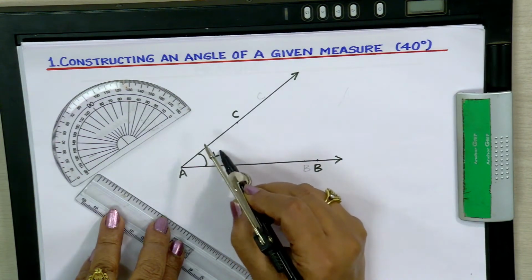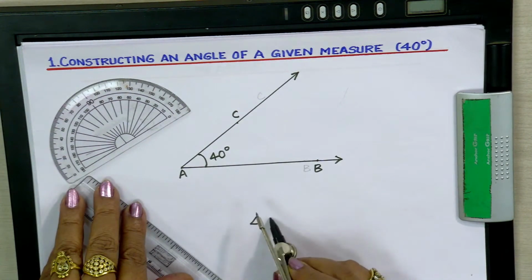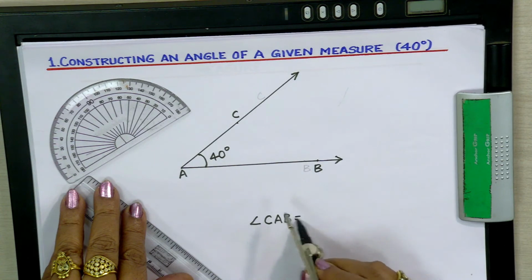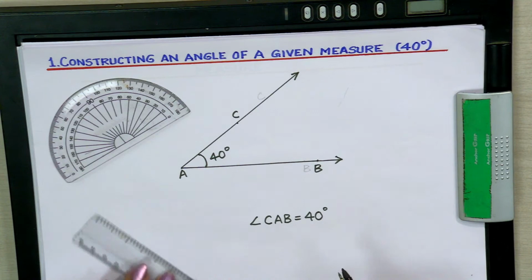So this is an angle of 40 degrees and we call this angle as angle CAB is equal to 40 degrees. I hope it is clear, children. Dharmendra ji? I think it is very clear.